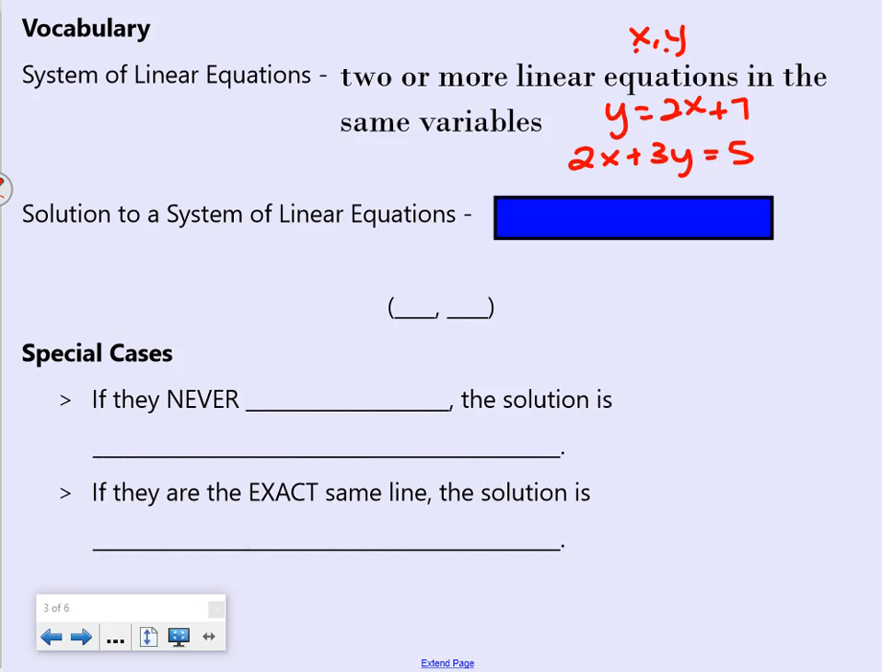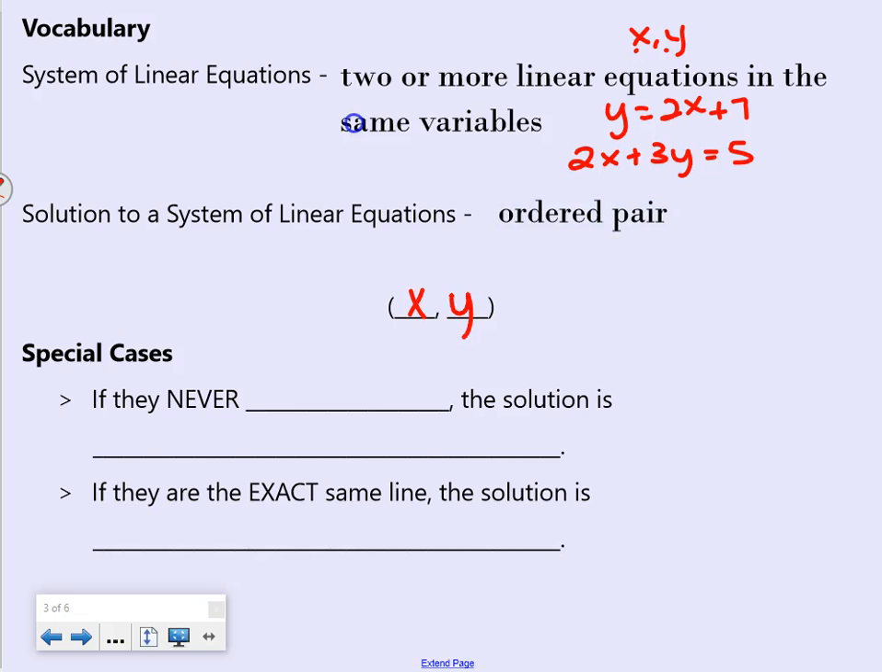The solution to a system of linear equations is an ordered pair, a coordinate point, x, y. You must have an ordered pair in order for your solution to be correct.